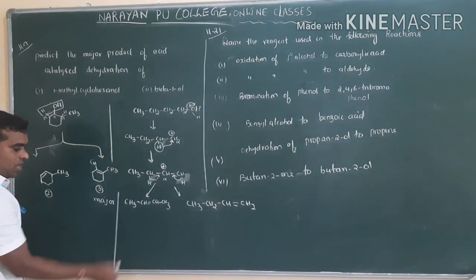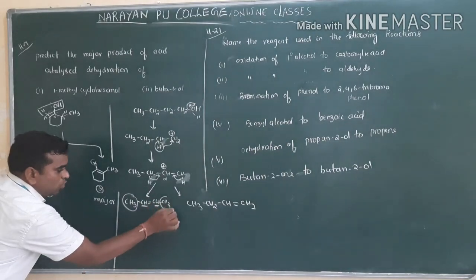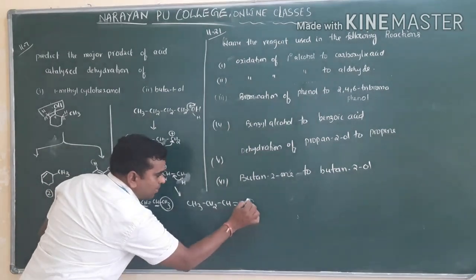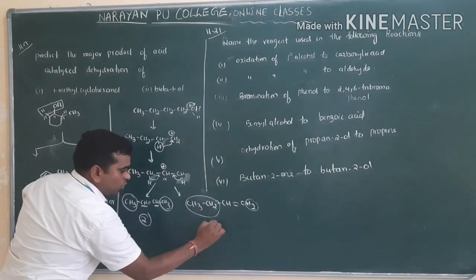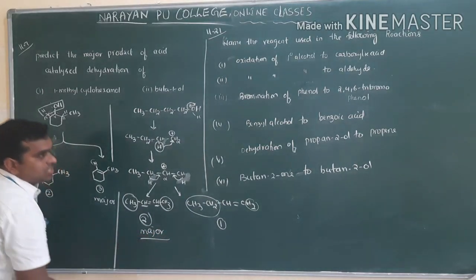So which one is the major product? Looking at the double bond carbons, in one case one has an alkyl group and the other has two alkyl groups. In the other, the double bond carbons have hydrogens, one hydrogen and one alkyl group, so only one substituent. So which one is the major product? This is the major product.